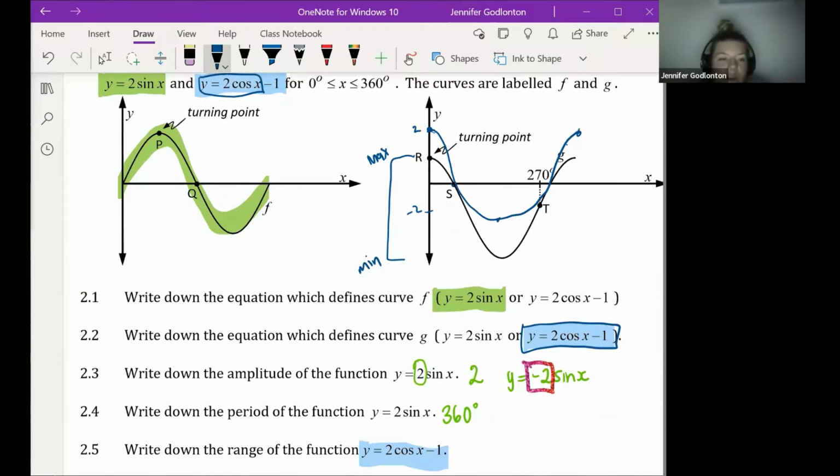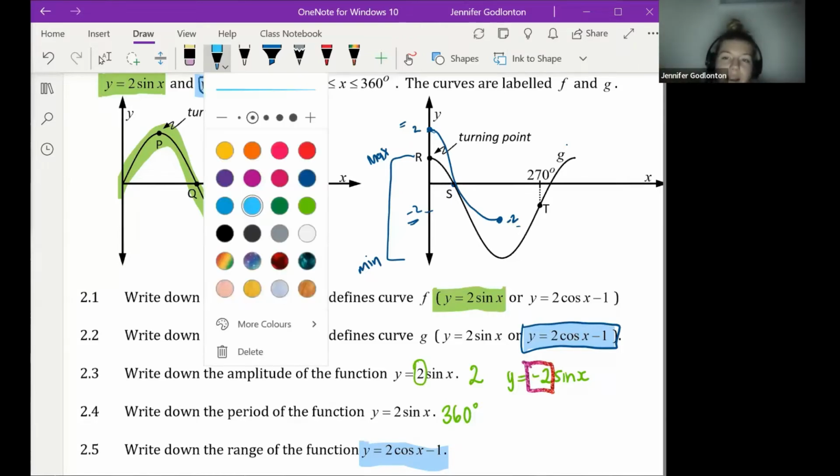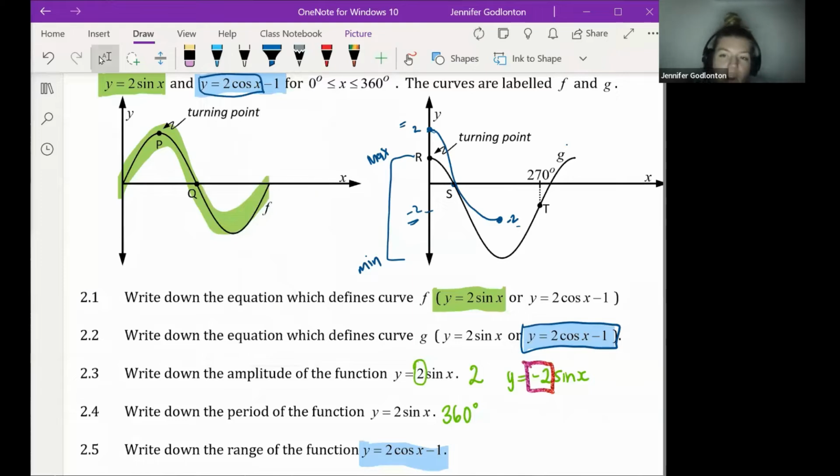That's what my normal cos graph would look like. I'd start at 2, my min would be -2, my max would be 2. But that's not the graph that they've asked us to draw. They've asked us to draw 2 cos x minus 1. So my minimum was -2, my maximum was 2. But because of that -1, I'm shifting this whole graph down by 1 unit, which means my maximum is now going to be 1, and my minimum is now going to be -3.